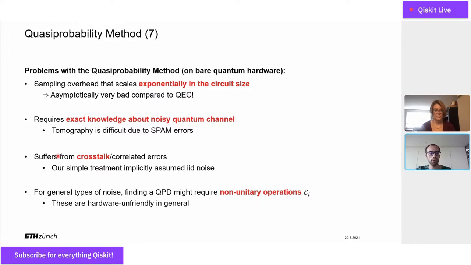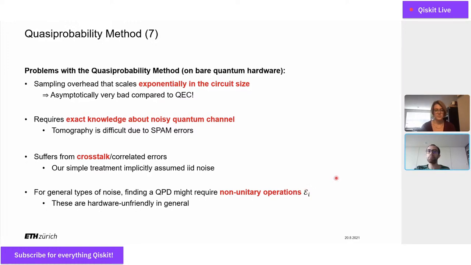And the final small comment is that for general types of noise, a quasi-probability decomposition might require some operations EI which are non-unitary. Typically that means, for example, measurement operators. You need to randomly insert measurements into your quantum circuits, and measurements are not very hardware friendly because typically they're very long. And when you have a measurement of one qubit, all the other qubits have to decohere during that time because they're just standing idle. And that's just something you don't want to do.